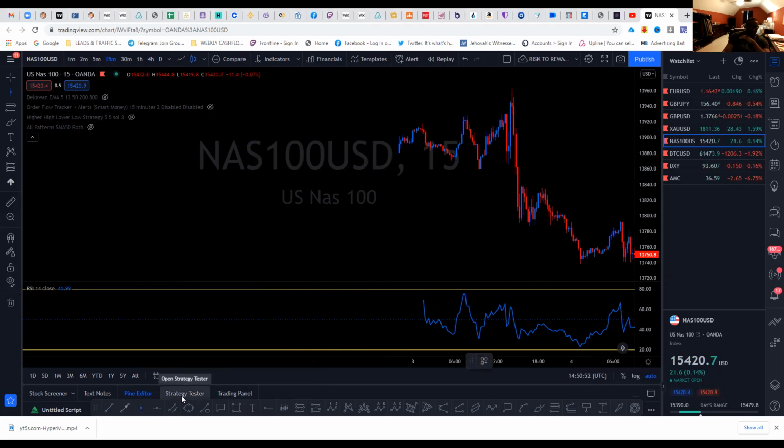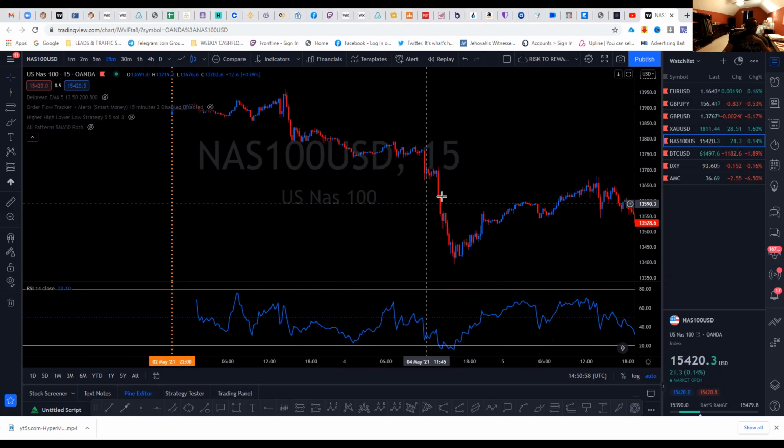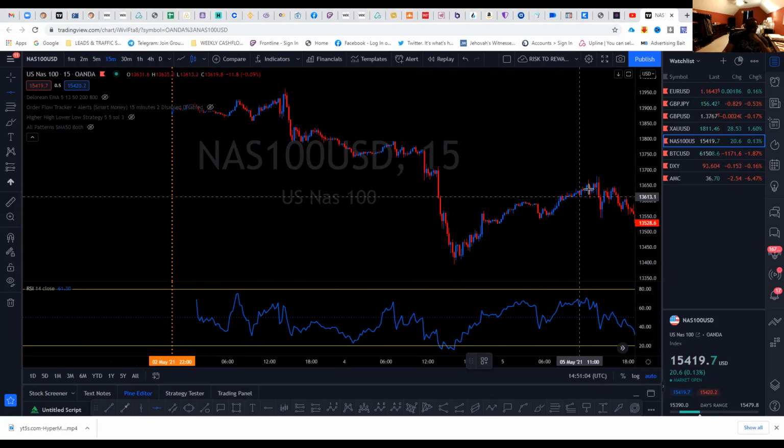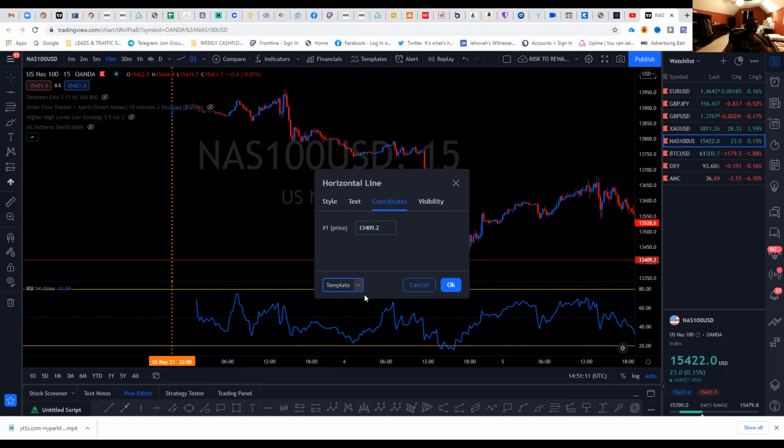All right, so now we're going to put a vertical line here. We're going to start marking up a market structure. I see a swing low here, kind of forced price to go up a little bit. So this is a good structure here. I want to make this yellow.